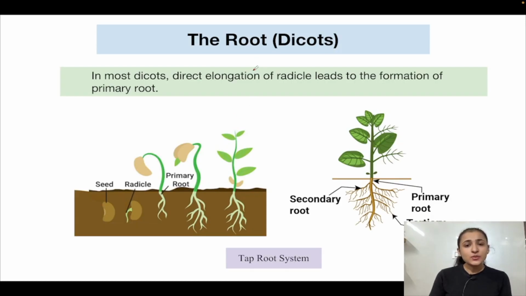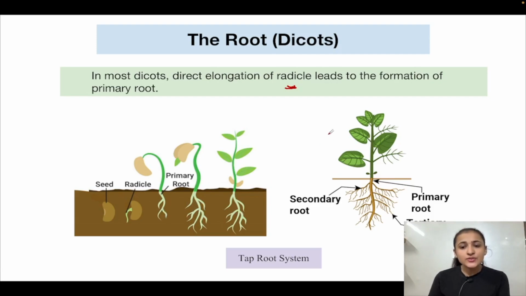Now let's come to the roots of dicots. In most dicots, the direct elongation of the radicle leads to the formation of the primary root. See, this is a dicot seed. The radicle, as I already told, comes first. The radicle will give rise to the primary root. See, direct elongation of the radicle gives rise to the primary root. And this primary root will give rise to the lateral roots afterwards.